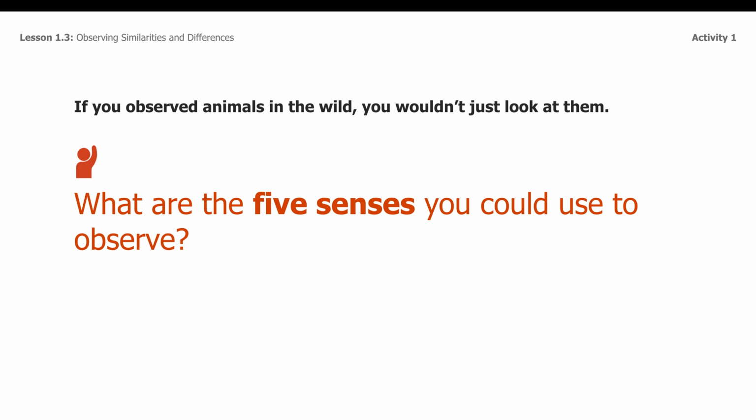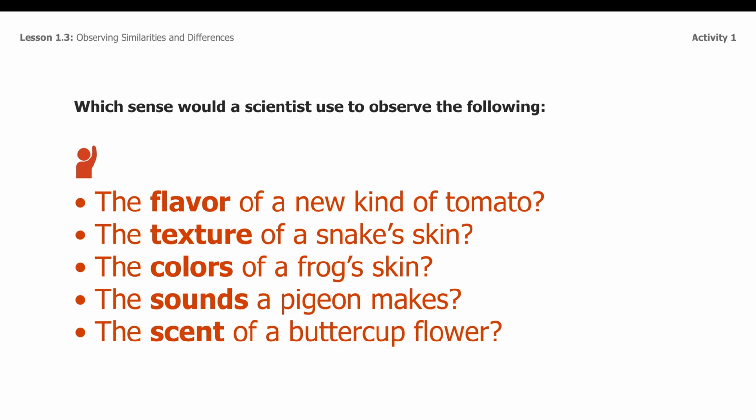All right, hopefully you thought of the five senses as being the sense of sight, hearing, smell, taste, and touch. So again, pause after each of these questions that I read. Which sense would a scientist use to observe the following? The flavor of a new kind of tomato. So pause. Okay, maybe you recognized that that was the sense of taste. We use taste to recognize flavor.